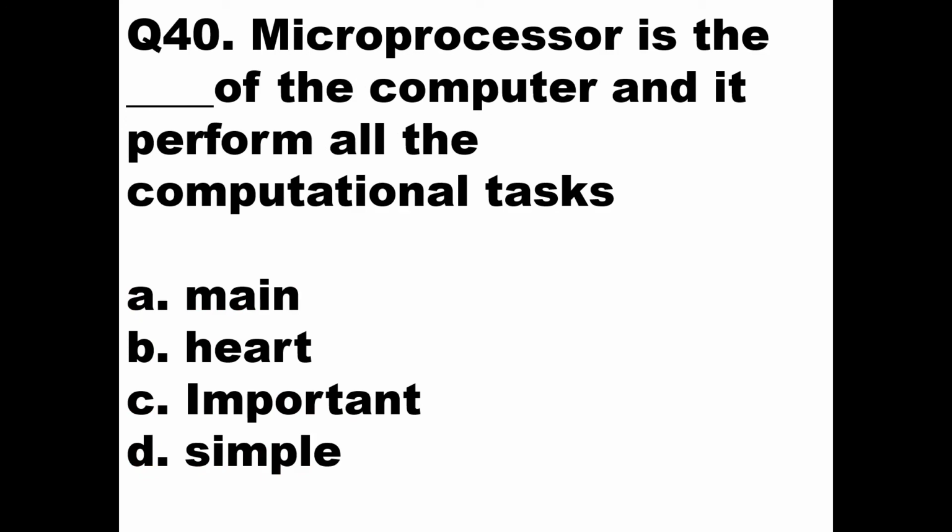A microprocessor is the dash of the computer and it performs all the computational tasks. Out of the options given here, main, heart, important, or simple. In general language, we can say a microprocessor is the heart of the computer and it performs all the computational tasks. So the answer should be B, heart of the computer.